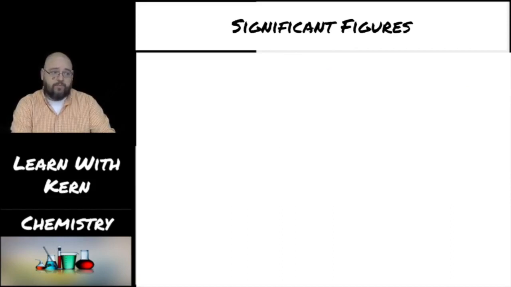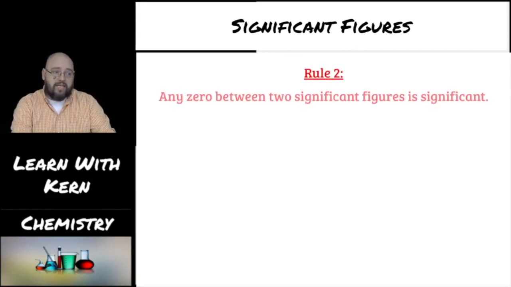That's rule number 1. Rule number 2: any zero between two significant figures is also significant. In the same number, we have this 0 right here. It is between a 9 and a 4. The 9 and 4 are not zero, so they are significant, and therefore any digit between them has to be significant also. You can think of it as being significant by association. Because I am between two significant figures, I am also significant. So this 0 is significant because it's between two significant figures.